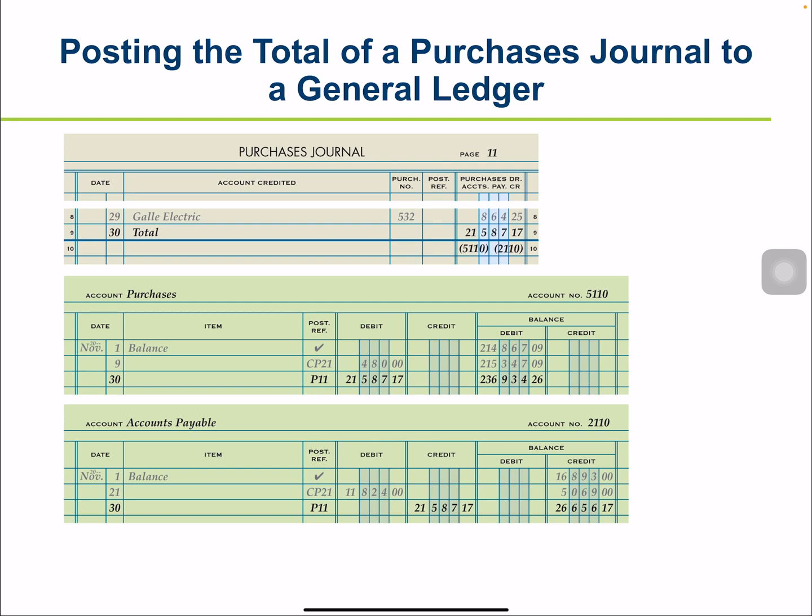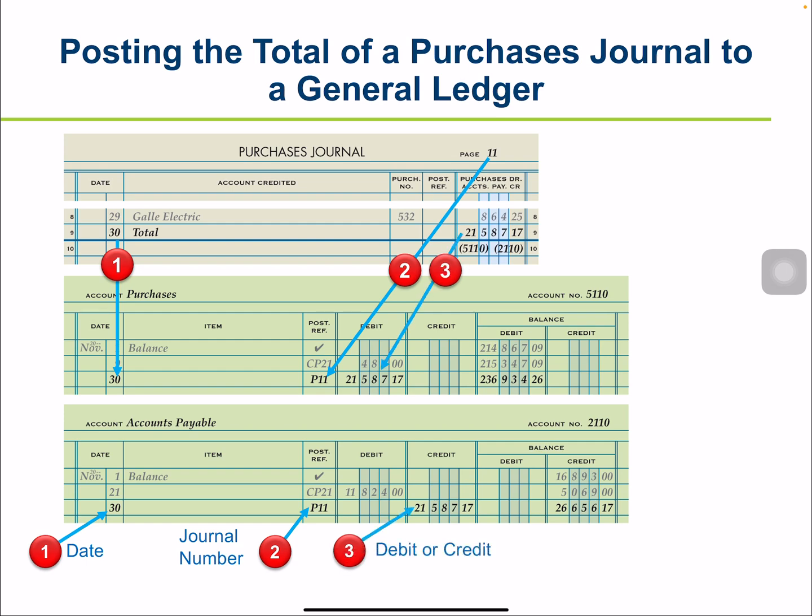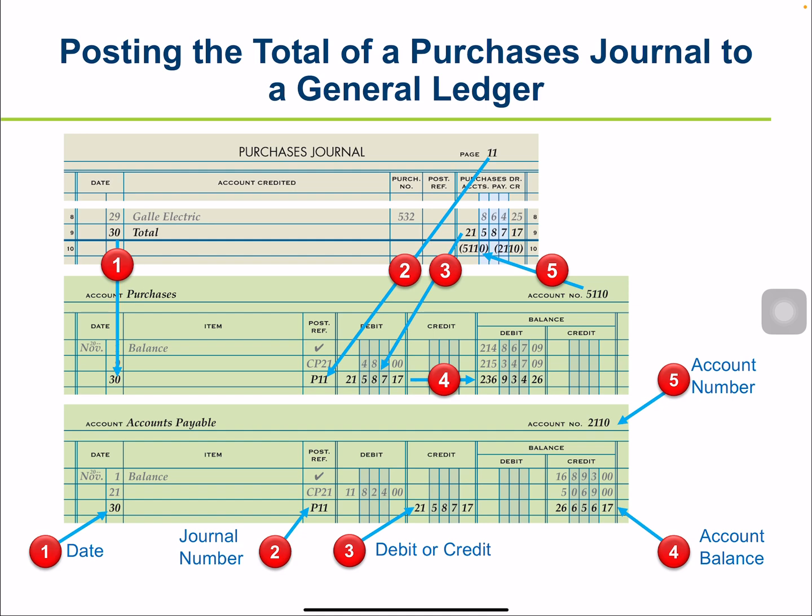So the first step is to write the date, and you can see you'll write the date on each one. The second step is to write the journal page number, purchases journal 11. The third step is to transfer the amount. You'll notice you will transfer it as a debit to purchases and a credit to accounts payable. And then for each account, you will add them up and figure out the new balance. And then the last step is to write the account numbers in your journal as a cross-reference.